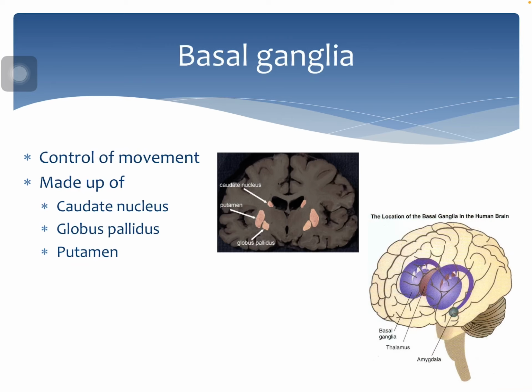Now, the basal ganglia is really important for controlling movement. The basal ganglia is made up of the caudate nucleus, the globus pallidus, and the putamen. One really important thing to note about the basal ganglia is that the color of the area is actually darker. If you were to take a slice of the brain and check out the areas of the basal ganglia, what's really interesting is that it's made up of dopamine producing neurons, and so it should be darker in color.